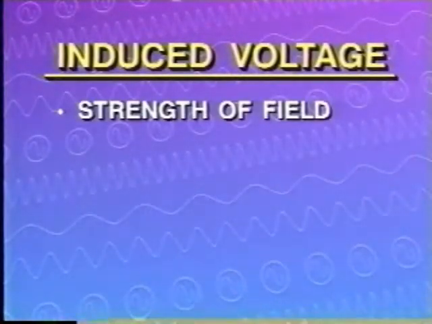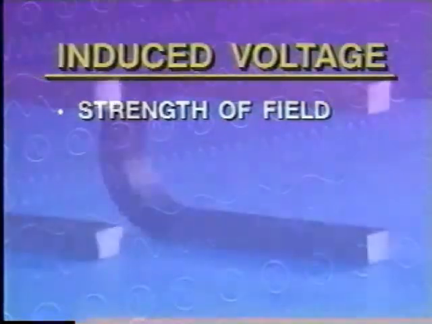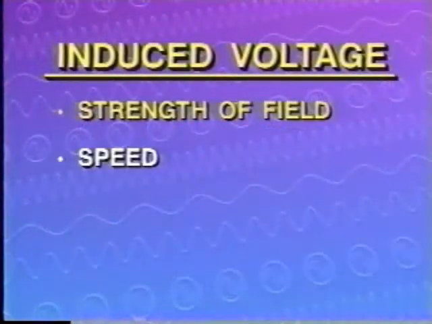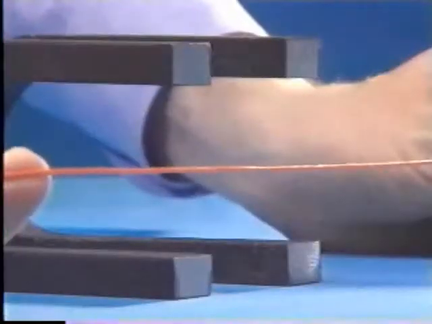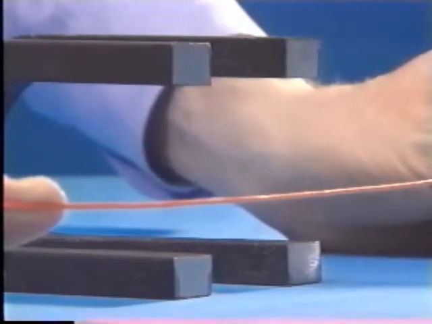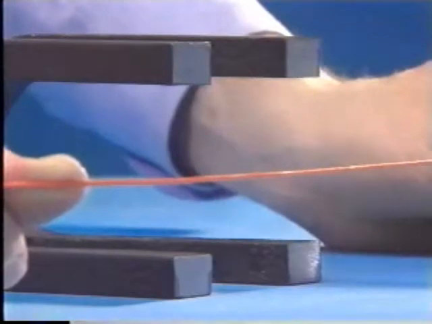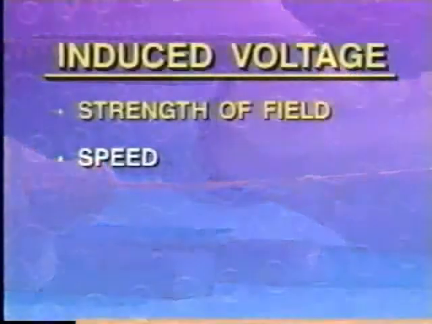One is the strength of the magnetic field. The stronger the magnetic field, the greater the induced voltage will be. Another factor is the speed at which the conductor or the magnetic field is moving relative to the other. The faster the speed, the greater the induced voltage will be.